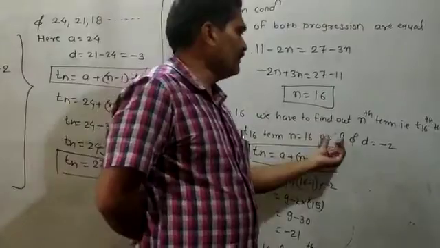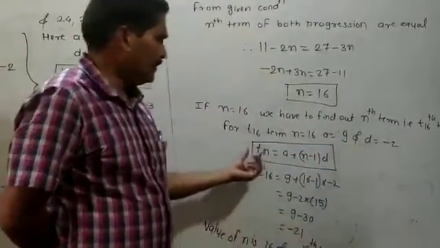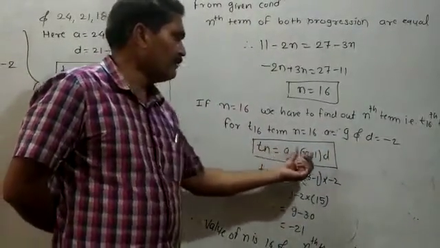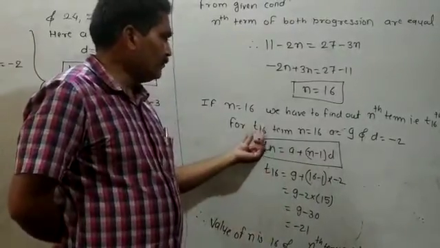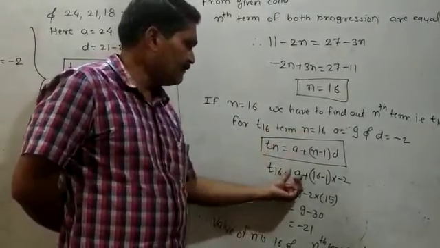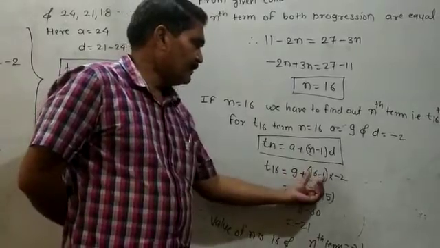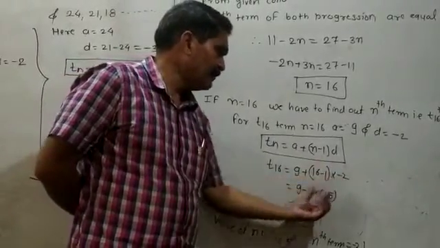A is equal to 9 and D is equal to minus 2. Then you have to utilize the formula. Tn is equal to A plus n minus 1 into D. So you have to put the value of n as 16. T16 is equal to 9 plus n value is 16 minus 1 into D value is minus 2.